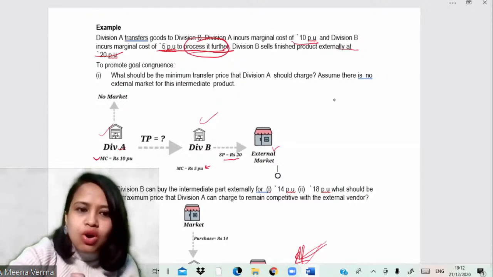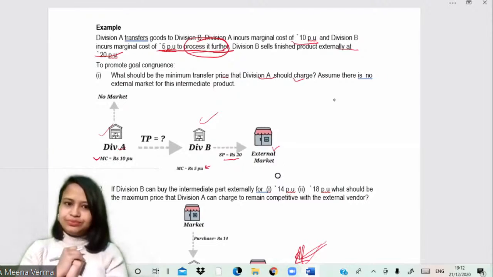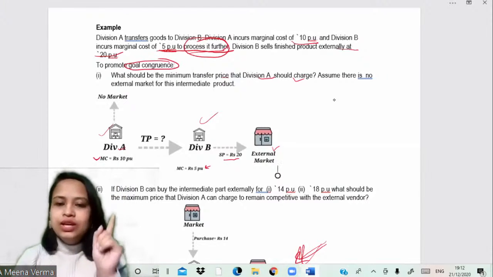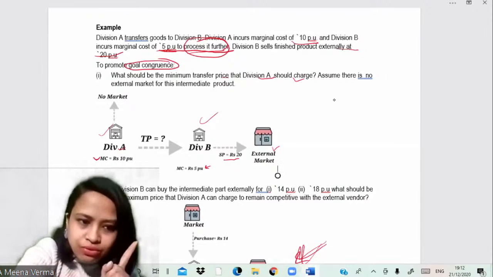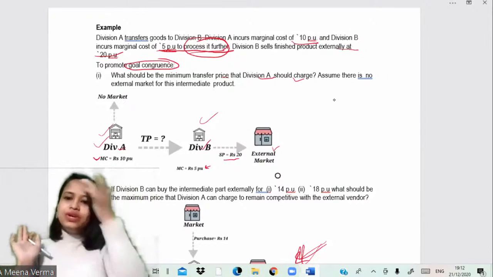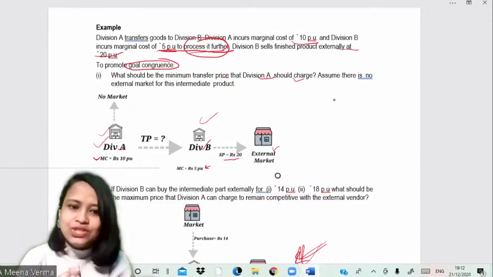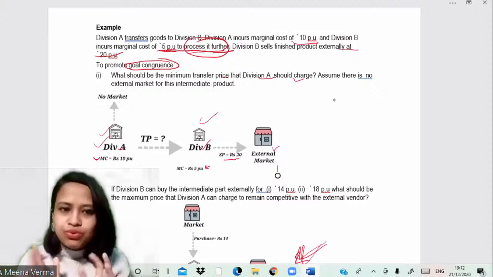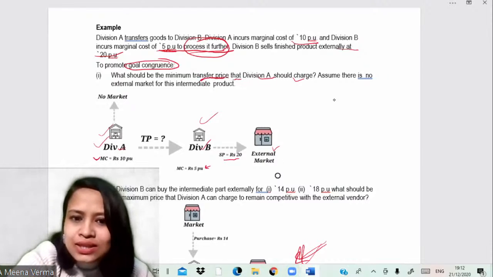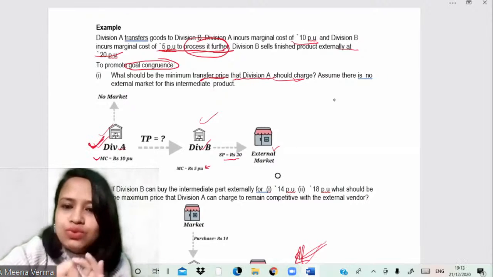Now to promote goal congruence, what should be the minimum transfer price that division A should charge? Remember the word written here clearly is goal congruence, meaning you should try to increase the profit of division A, profit of division B, and profit of the entire organization. We want to increase the profit of division A, B, and the entire organization. We want to keep the transfer pricing such that the profitability of the entire organization should also improve. So this is the meaning of goal congruence. Now see here, what should be the minimum transfer price that division A should charge, for the goods which you are transferring from division A to division B?